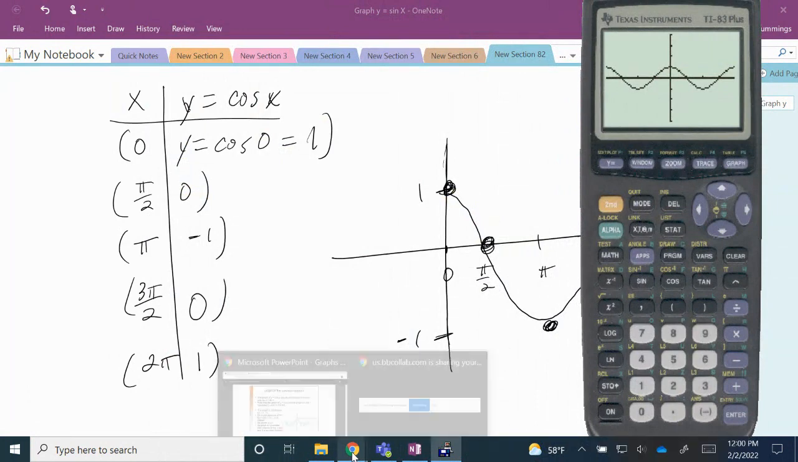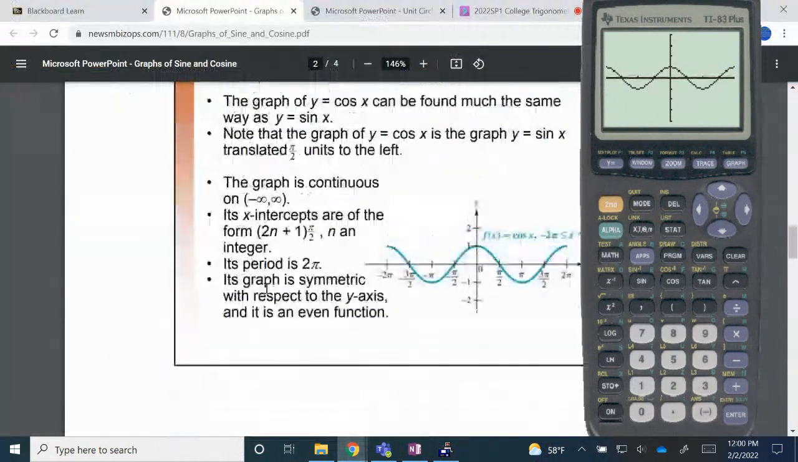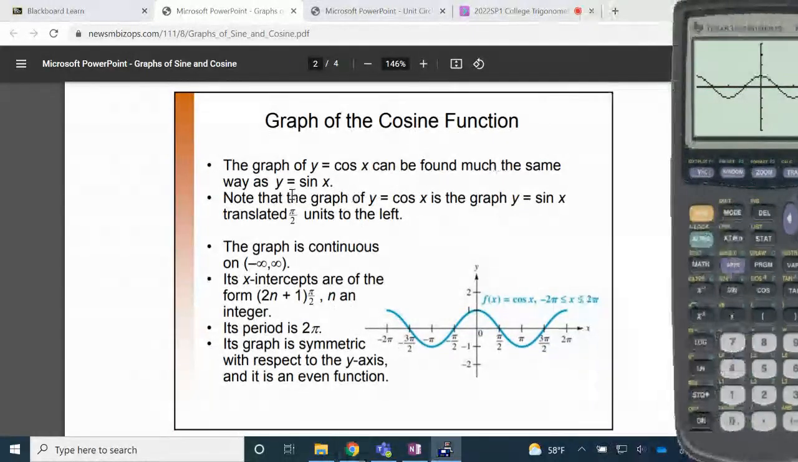All right, so if we go to the function capsule for cosine, it says the graph of cosine x can be found much the same as sine x. Notice that the graph of cosine x is the graph of sine x translated or shifted pi over 2 or 90 degrees to the left. So if you were to take the sine curve and slide it 90 degrees to the left, you would in fact have the cosine curve.